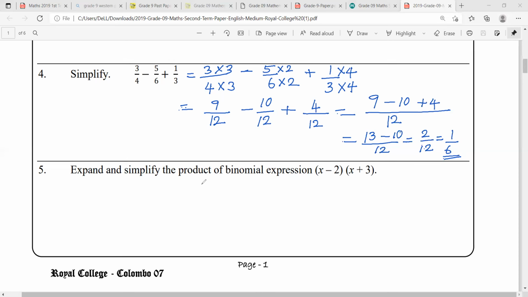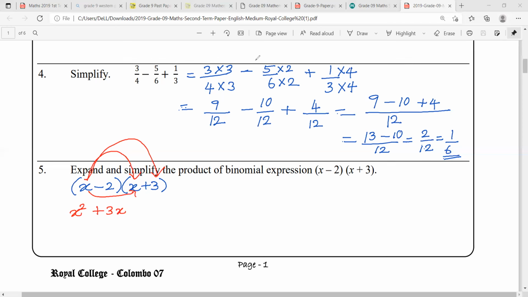And you have to expand and simplify the product of this binomial expression. Here you get (x minus 2)(x plus 3). So you know how to multiply this, right? You have to multiply this by here, and also multiply this with here, and there you get x squared plus 3x, and then you have to multiply this here.